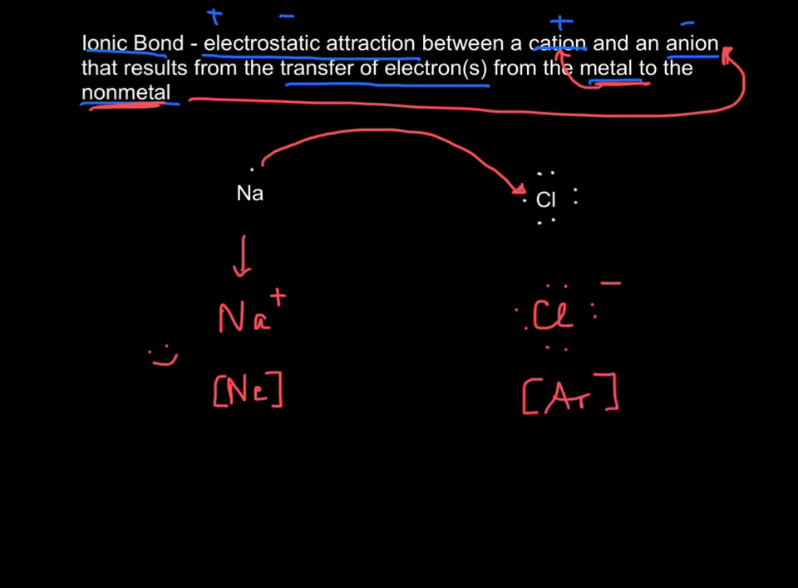Metals lose electrons to be like a noble gas. Nonmetals gain electrons to be like a noble gas. And then Na+ and Cl- make NaCl.